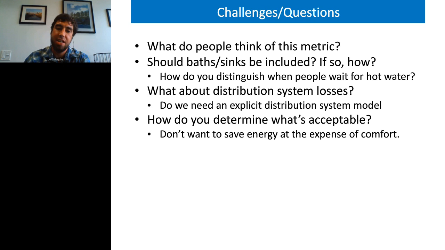And then the acceptance criteria is a really hard one too. How do you determine what's actually acceptable? And making sure that you're not predicting this energy savings, but doing it in a way that'll make the occupants unhappy. Because you don't really want to be predicting something if it's not actually going to satisfy the occupants' needs. And so that's all the slides I had. I hope people found this interesting, and I do really hope people will come to the chat and talk about this and let me know what your thoughts are.